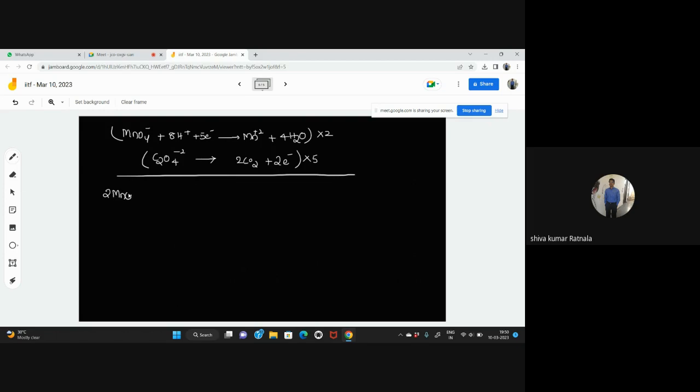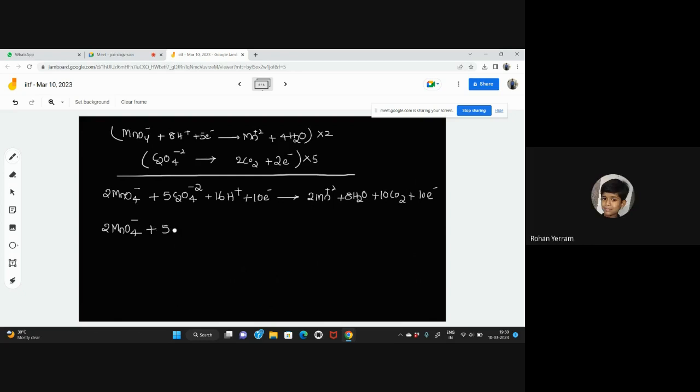That means what can we write? 2MnO4 minus plus 5C2O4 2- plus 16H plus plus 10 electrons gives rise to 2Mn 2+ plus 8H2O plus 10CO2 plus 10 electrons. Here left side and right side both 10 electrons we can cancel, no? Can we cancel or not? So what we will get?